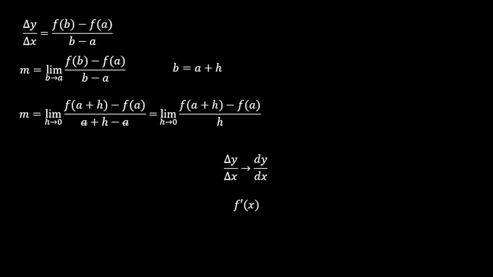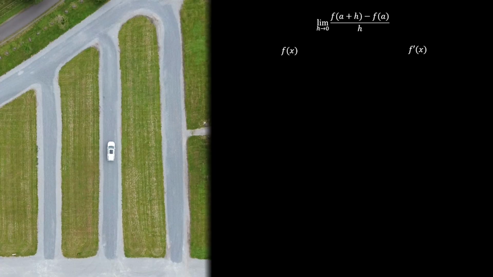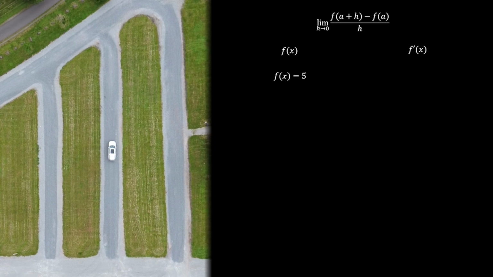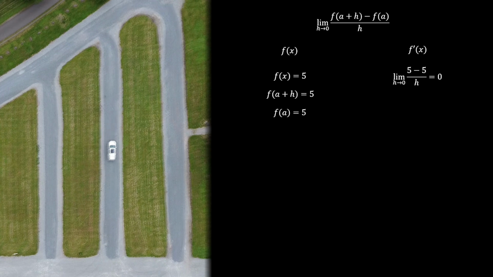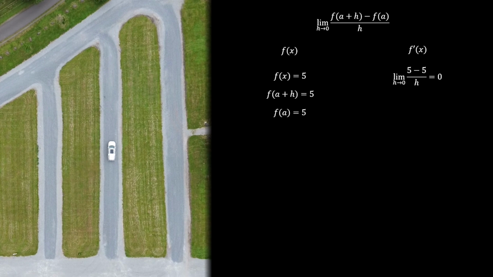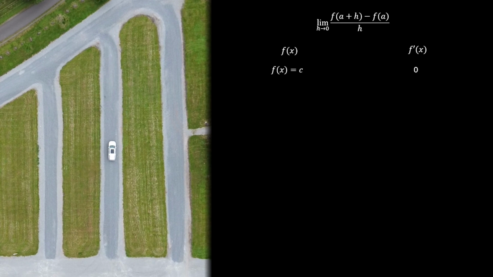Now we can apply this formula. First, let's take a car that is not moving. It is at a single position, we'll call it 5, so our f of x is going to be equal to 5. No matter what f of x we take, the value is 5, so we're getting 5 minus 5, which would be equal to 0. That's because our car is not moving, so its instantaneous rate of change at any point is just 0. If we take the derivative of any constant, we are always going to get 0.